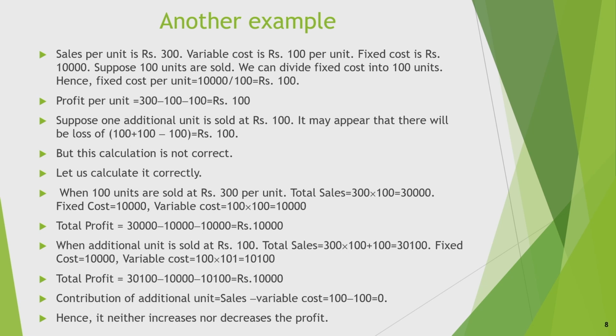Okay. So another example: suppose sales per unit is rupees 300, variable cost is rupees 100 per unit, fixed cost is rupees 10,000. Suppose 100 units are sold, we can divide fixed cost into 100 units. Hence fixed cost per unit will be how much? 10,000 by 100 means rupees 100.